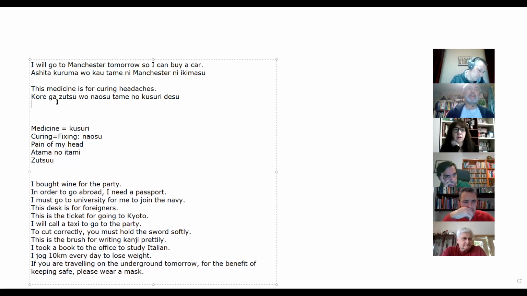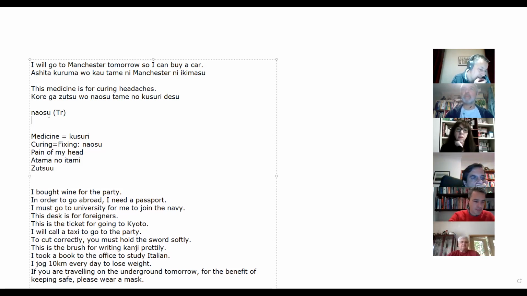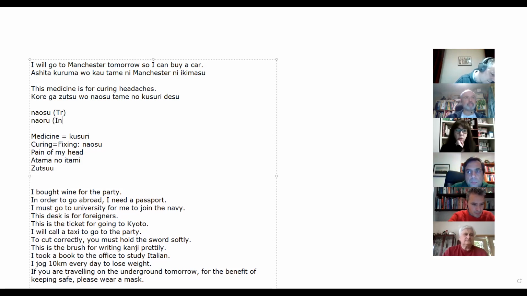It really means kind of completely, for example, if you broke your arm and then you put plaster on it and then it's kind of fixed like this, is this kind of curing? A better way to express this isn't to use naosu, which is a transitive verb, but to use the intransitive verb, which is, anybody? Naoru, good. Naoru, this is the intransitive.